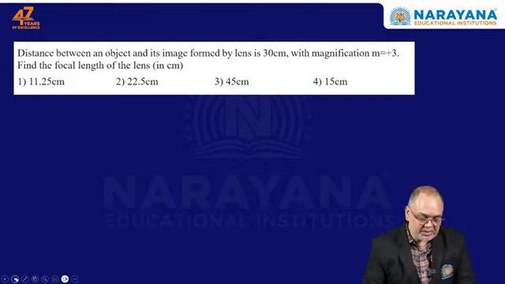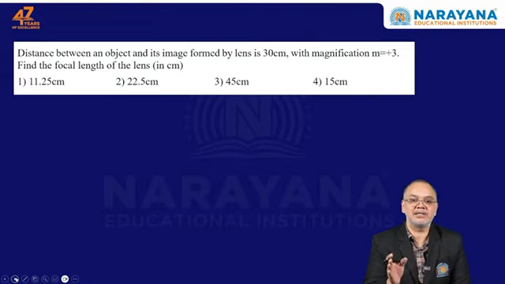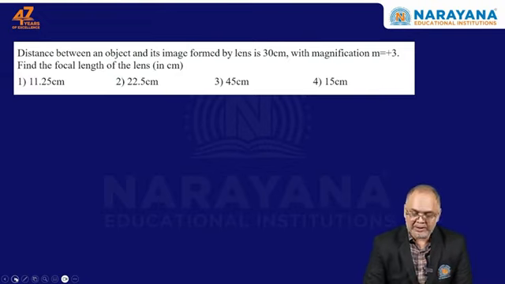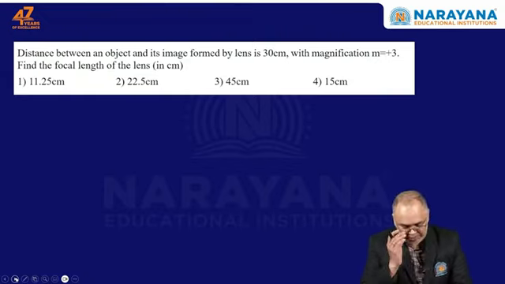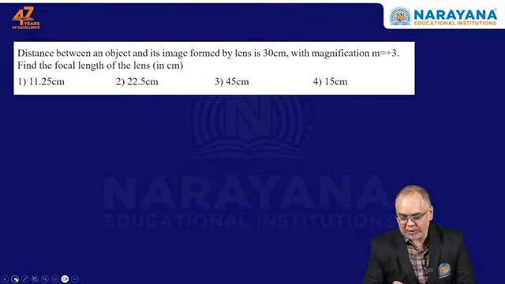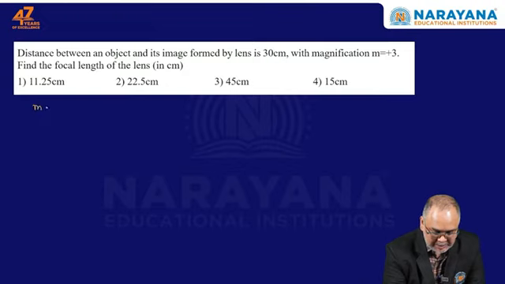Now this question, if you see here, is a geometrical optics question. Given that the distance between an object and its image formed by a lens is 30 centimeter. Object and image distance is given to you, with magnification m equal to plus 3. Find the focal length of the lens in centimeter. Now here, the important point is what? Magnification is plus 3.